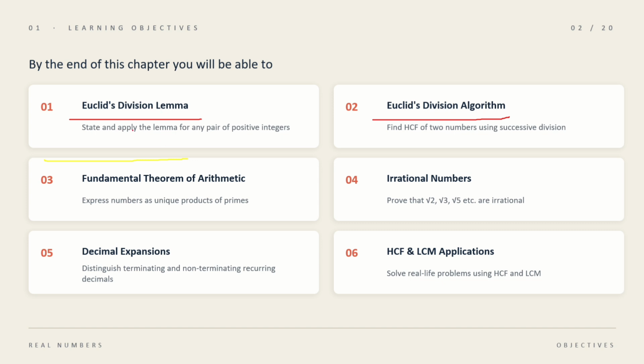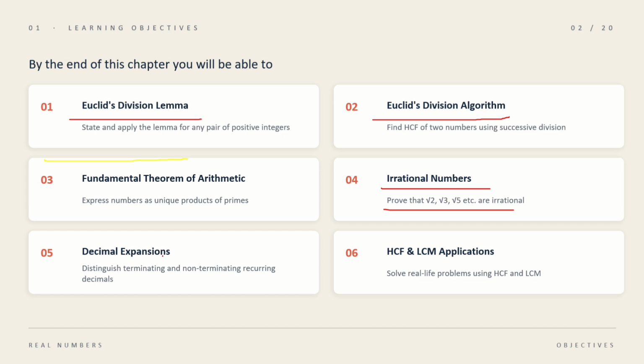In Euclid division lemma, we state and apply the lemma for any pair of positive integers. And the Euclid division algorithm is used to find the HCF of two numbers using successive division. The third one is the fundamental theorem of arithmetic, which expresses numbers as unique products of prime numbers. The fourth one is irrational numbers, such as root 2, root 3 and root 5. In this we can prove that root 2, root 3 and root 5 are irrational numbers.